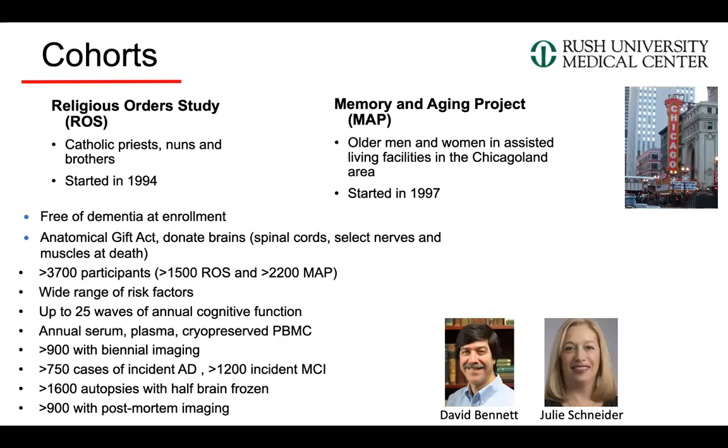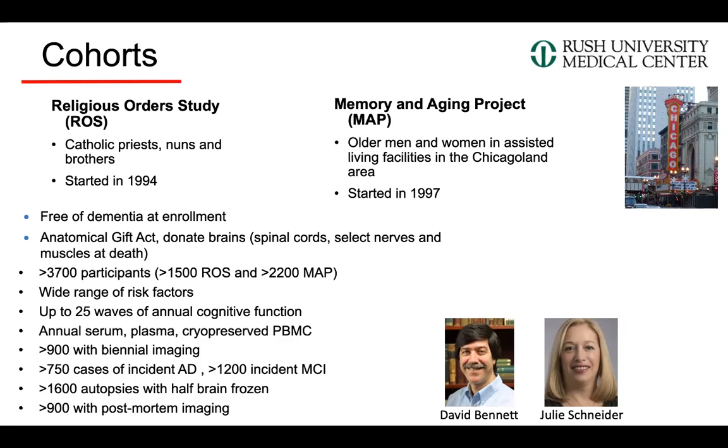For this, we used samples from two cohorts, the Religious Order Study and the Memory and Aging Project, both studies developed and run by Dr. David Bennett, and for which all the neuropathological characterization has been done by Dr. Julie Schneider and her team. Both cohorts were started in the 1990s. The subjects are free of dementia at the time of enrollment, and they agreed to an anatomical gift act, so donating their spinal cord and brain at the time of autopsy.